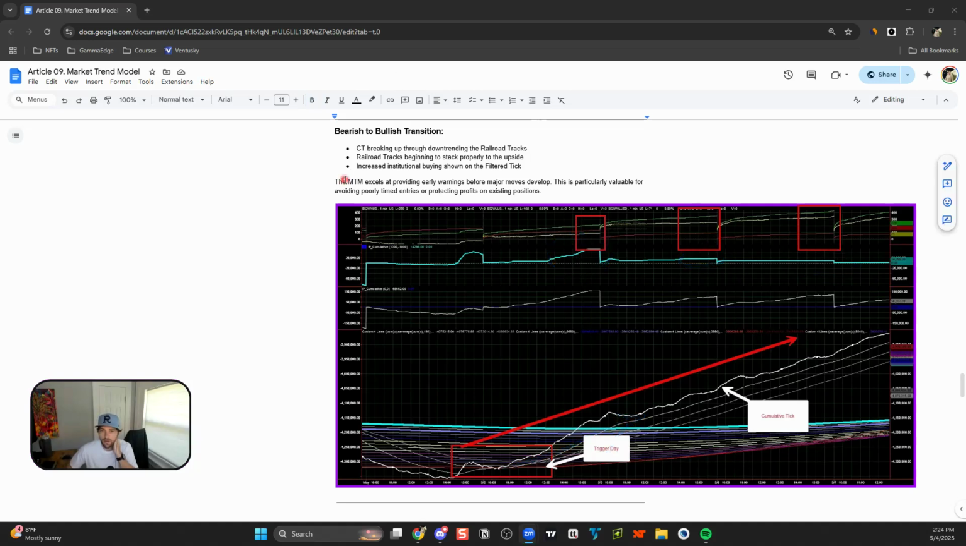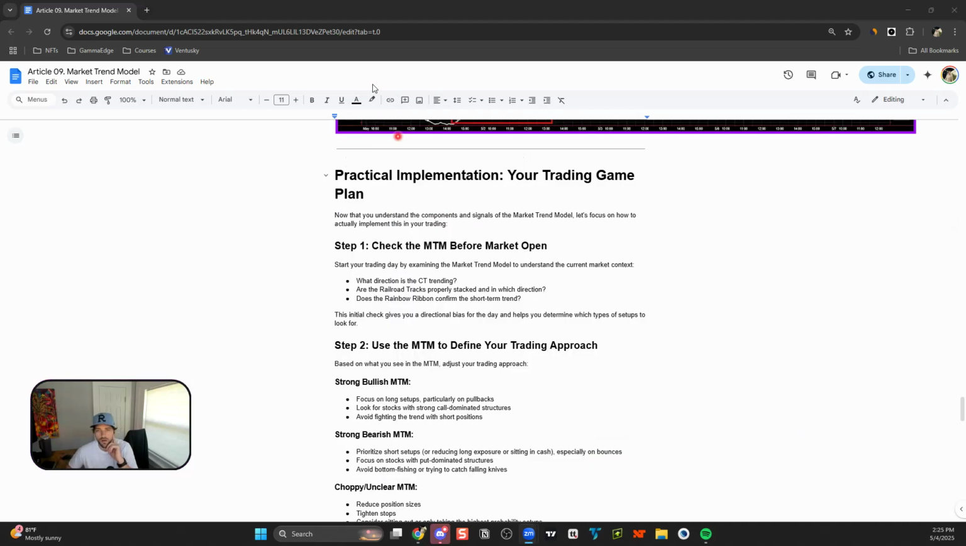So right, after those two examples, it's pretty clear that the market trend model itself is providing us early warnings of major moves developing, right? And so this really helps and is valuable for avoiding poorly timed entries or protecting profits on existing positions. So lastly, getting into the practical implementation of the market trend model, which by now you should feel comfortable implementing tomorrow if you wanted to.